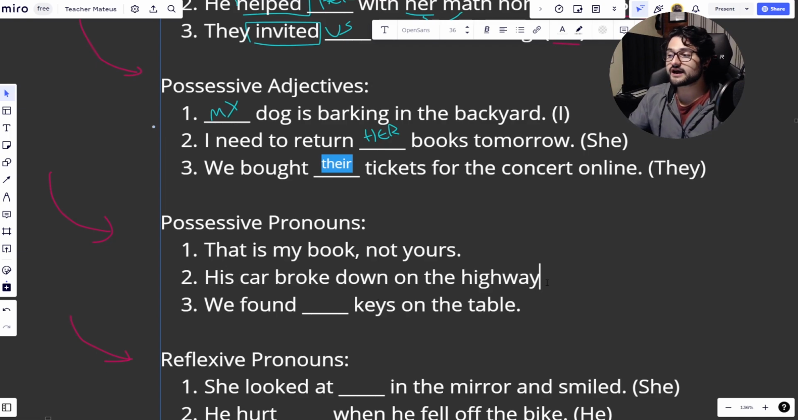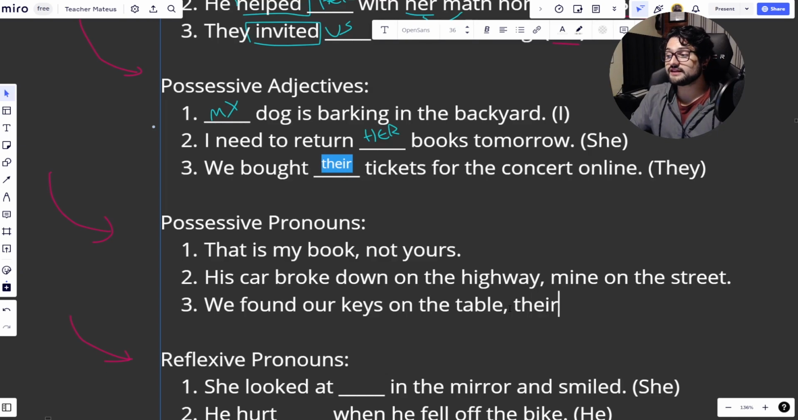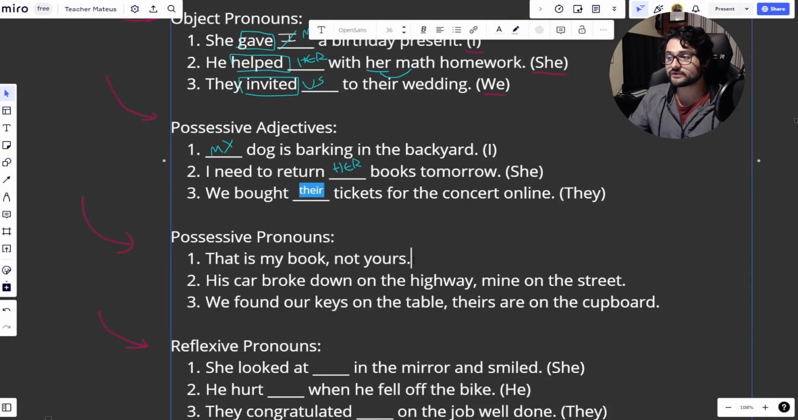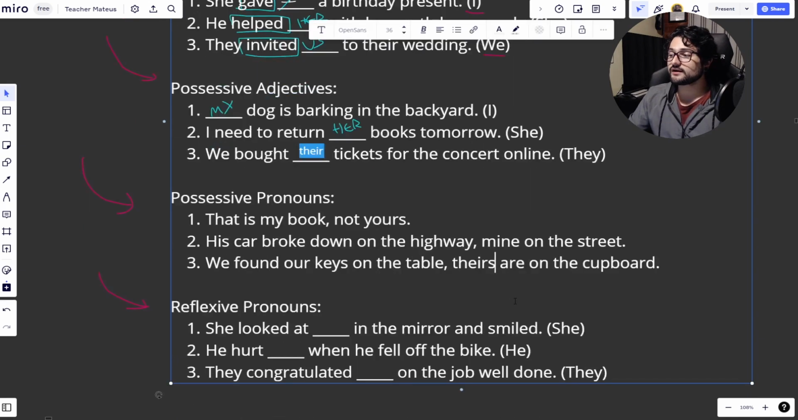His car broke down on the highway, and then I could say mine on the street, for instance. I would say mine. We found our keys on the table. Theirs are on the cupboard. I don't know. That's a possibility. Yeah. So in this case, guys, the possessive pronouns, here we have it. This is my book, not yours. His car broke down on the highway, mine on the street. And then we found our keys on the table. Theirs are on the cupboard.